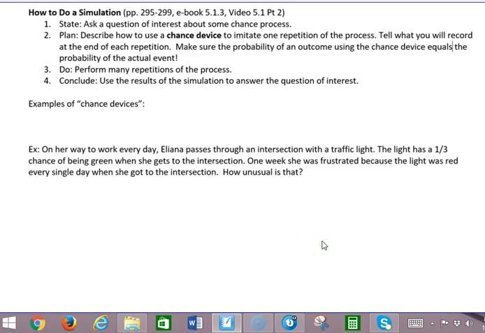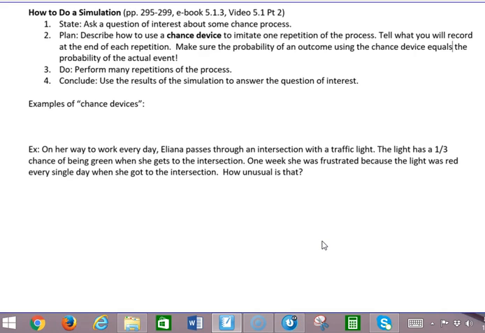How to do a simulation. This is a four-step process. First of all, we need to ask a question of interest about a chance process that we want to answer using our simulation. Then we have to describe how we're going to use a chance device to imitate one repetition of the process and what we are going to record at the end of each repetition. In other words, what's our response variable?